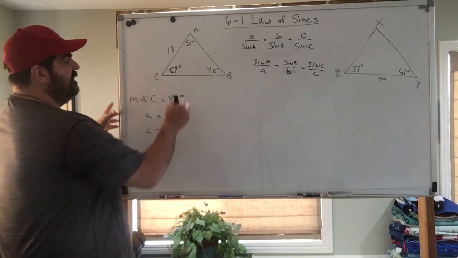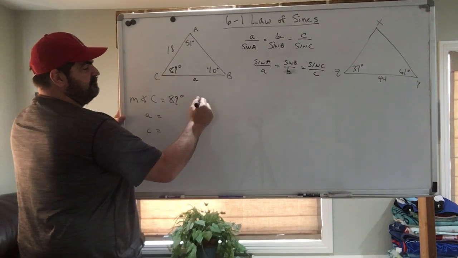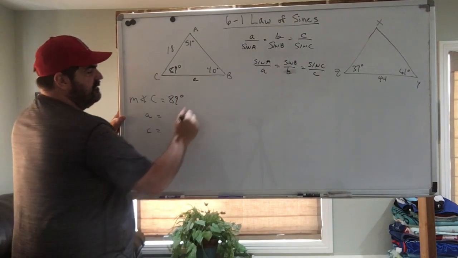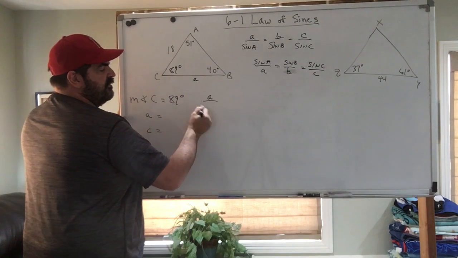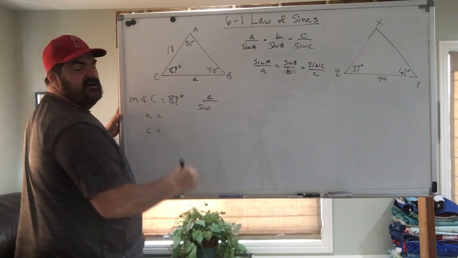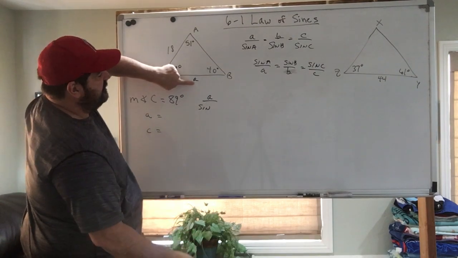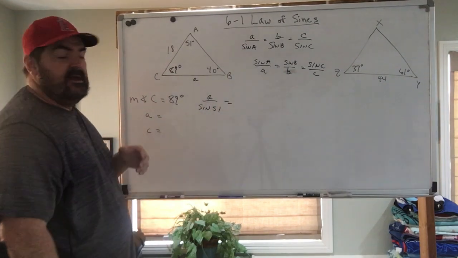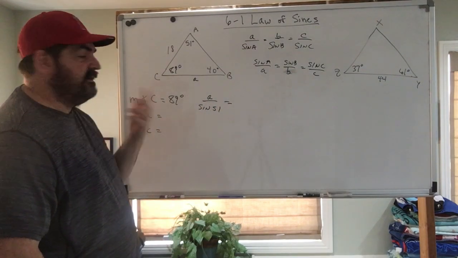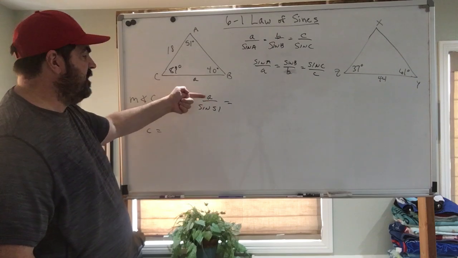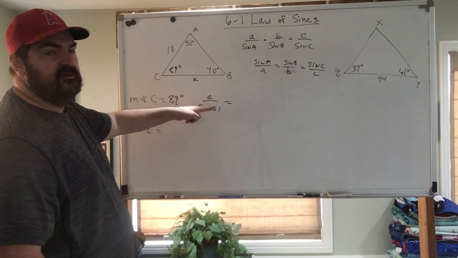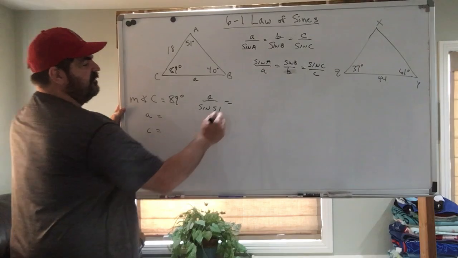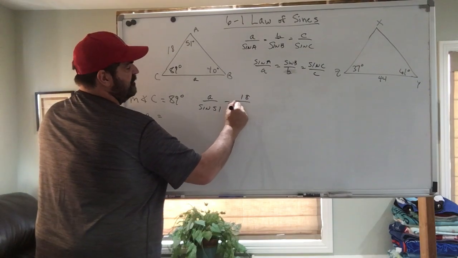Okay, so here's how you do it. Since I'm looking for side a, I put a over sine of the angle that's across from a. So a is across from 51. So a over sine of 51. And then I have to use one I know, because I have to have only one unknown to solve a problem, so I better know both these values. Well, I do if I use b. So it's 18 over sine of 40.